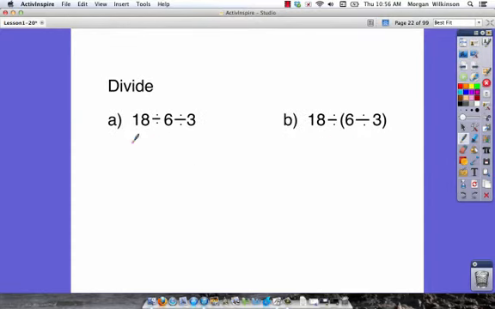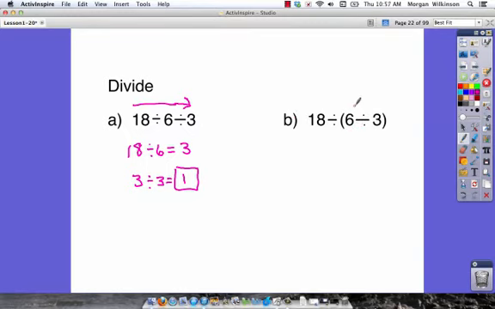Now let's divide. You've got 18 divided by 6 divided by 3. Again, there's no parentheses here, so we want to work from left to right. If we work from left to right, first thing is going to be 18 divided by 6. 18 divided by 6, break 18 into 6 equal parts, we get 3. And then we have 3 divided by 3, because we're working from left to right, so we must get an answer of 1.